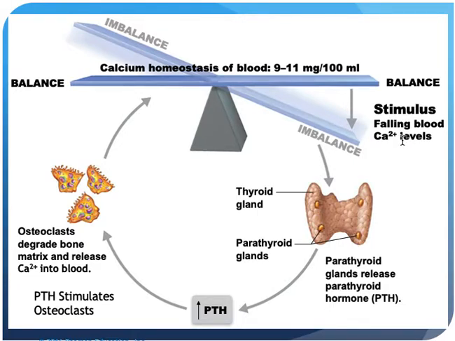If it feels that they're getting too low, it's going to try to change that and bring them back to normal. So it's going to stimulate the parathyroid gland to release parathyroid hormone. And then you want to think about, what does that do? Parathyroid hormone is going to stimulate my osteoclasts. We know those are the cells that break down bone for me. So my osteoclasts are going to degrade the bone matrix and release calcium into the blood, and then that's going to bring my level back to where I want it to be.